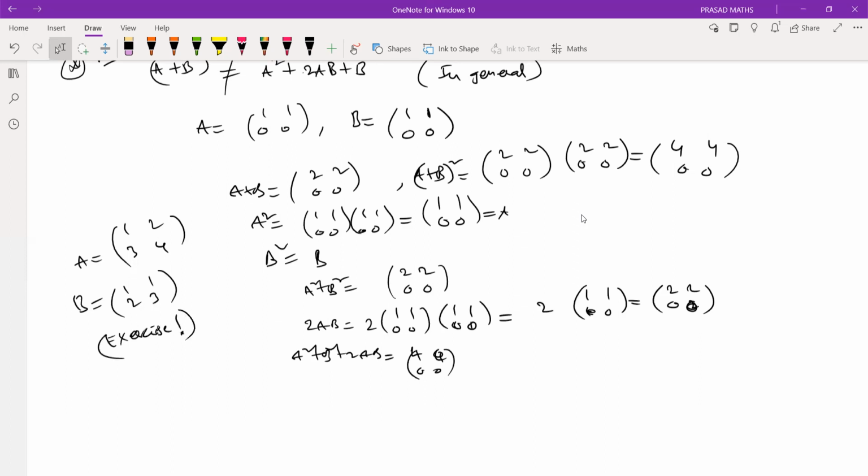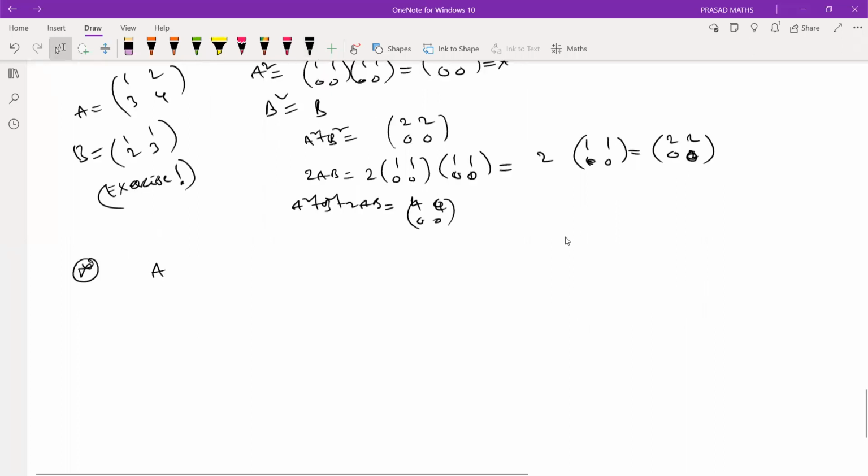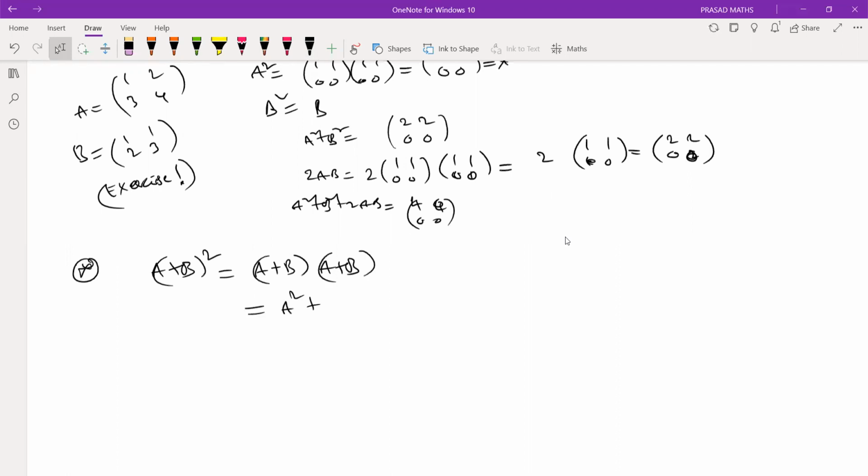In general, (A plus B) whole square need not equal A square plus 2AB plus B square. What is (A plus B) whole square in general? It is (A plus B) into (A plus B), which is exactly A square plus AB, distributing, plus BA, plus B square. So in general, (A plus B) whole square equals A square plus AB plus BA plus B square. In general, this is true.